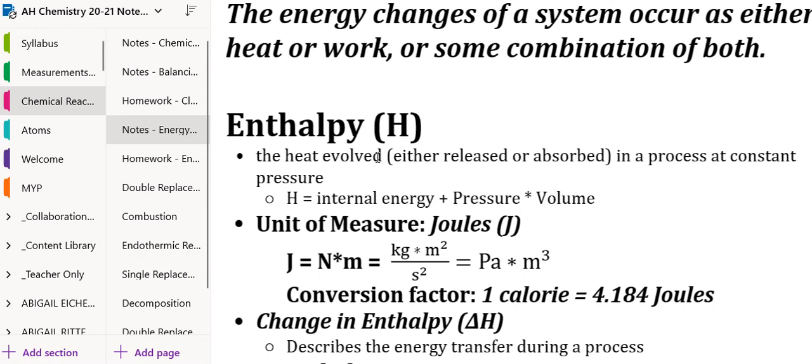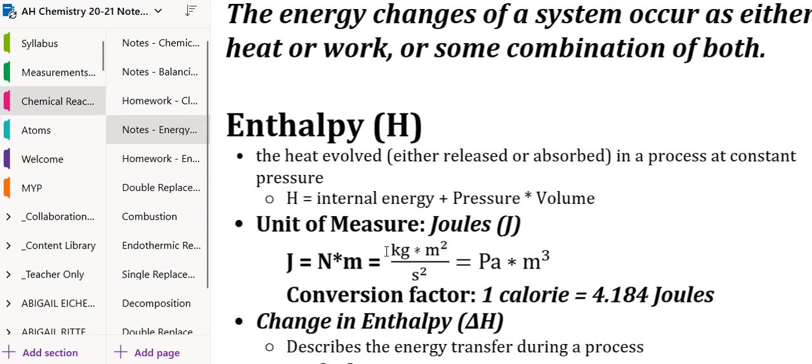The unit for enthalpy, the SI unit, is joules, just like energy, right? Now, there are different ways that we can describe energy. When we talk about energy, it's force over a given distance. So a joule is a newton, which is a unit for force, times meters, a unit for distance.